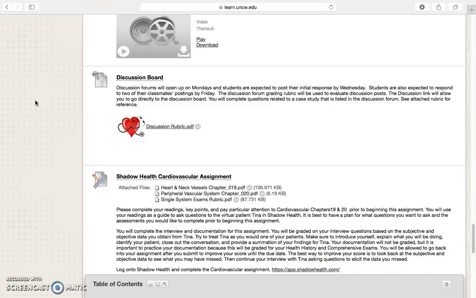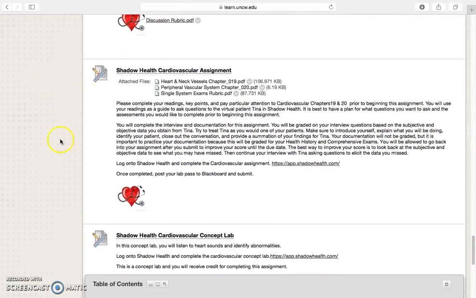Potentially the discussion does not end until Sunday evening, so you want to be sure that by Sunday evening you are checking back into the discussion forum to see if anyone has asked you questions, as your overall responses to feedback and discussion amongst your peers and instructors is calculated into your discussion grade. As usual, if you have any questions about the rubric or the requirements and criteria for discussion, your discussion rubric is attached. Your Shadow Health cardiovascular and respiratory system assignments are due this week.